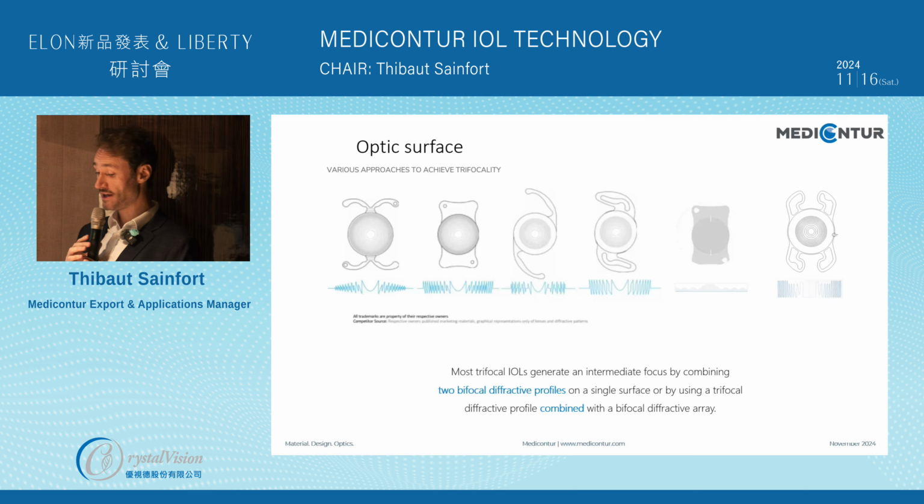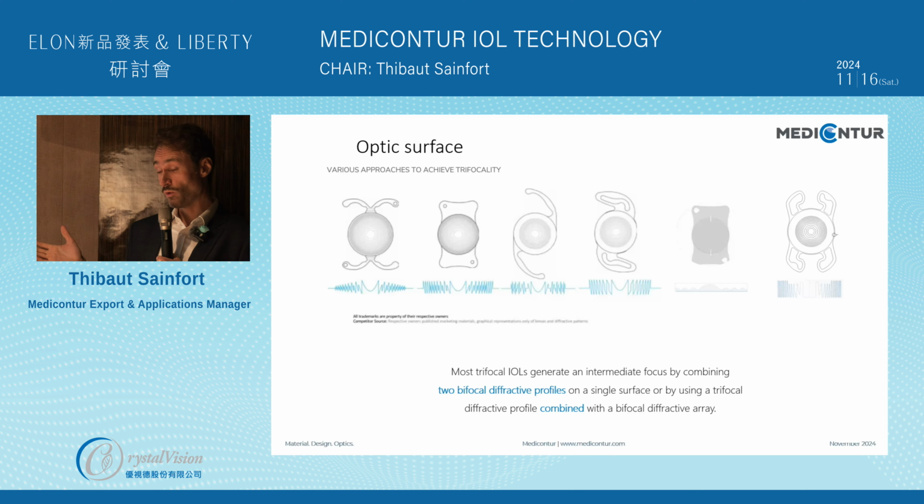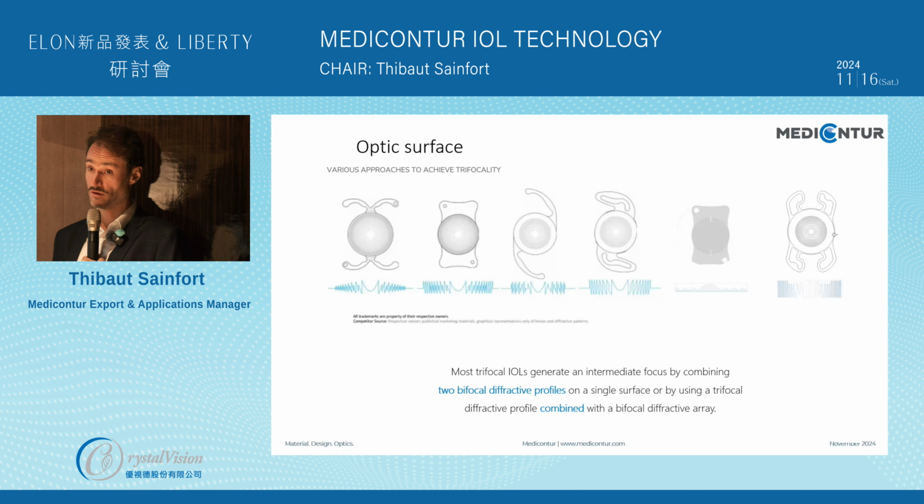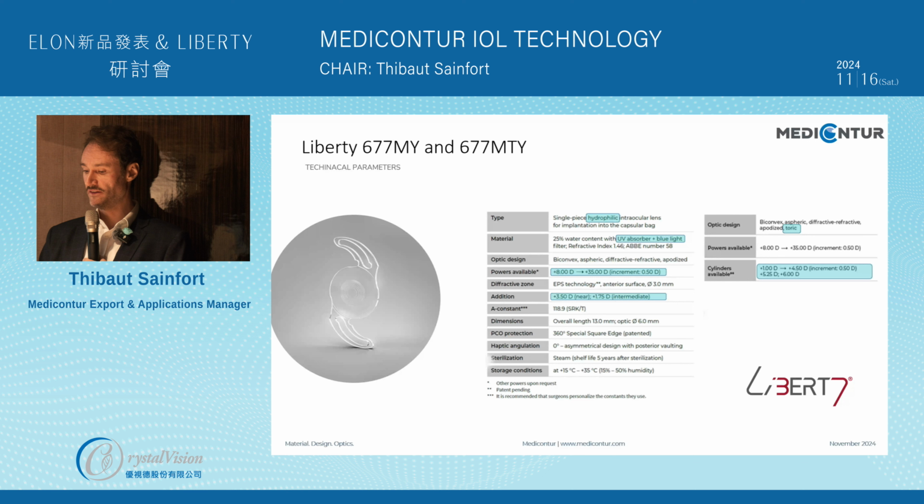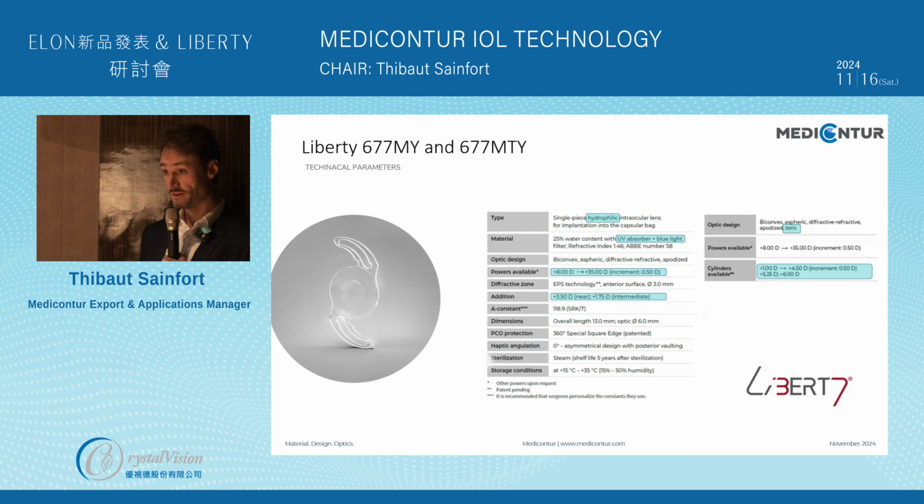So here you might recognize many trifocal lenses of the market: FineVision, AT LISA, PanOptix. My point here is that you can see that almost all the optic surface is covered with diffractive steps. Why? Because there are two diffractive additions, because they want to reach trifocality. And this is where the MEDICONTUR Liberty lens stands out.